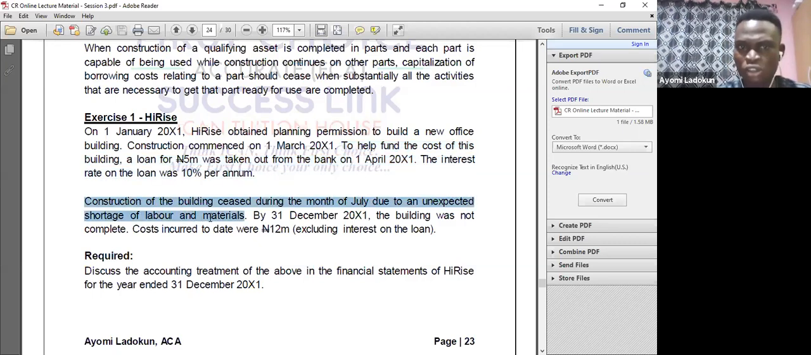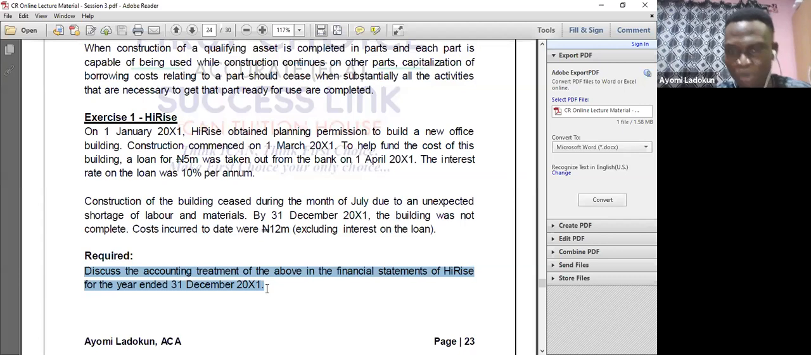I continue to read. Construction of the building ceased during the month of July due to unexpected shortage of labor and material. IAS 23 is calling me. This line is talking about suspension of borrowing costs. By December 20X1, the building was not complete. Costs incurred to date were 12 million, excluding interest on loan. Required: discuss the accounting treatment of the above in the financial statements of ARAS for the year ended 31 December 20X1. All these questions were carefully selected. You cannot expect the examiner to tell you, in accordance with IAS 23, discuss the accounting treatment.